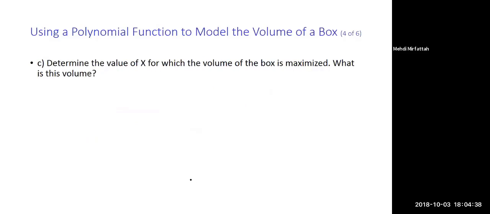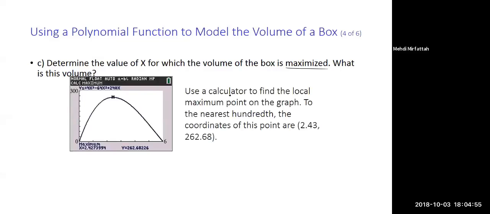When it says determine the value of x for which the volume of the box is maximized, maximized means you're looking at the vertex. If you recall, you can use the formula x equals negative b over 2a. But if you look at the highest point of the graph, use a calculator to find the local maximum point on the graph to the nearest hundredth.